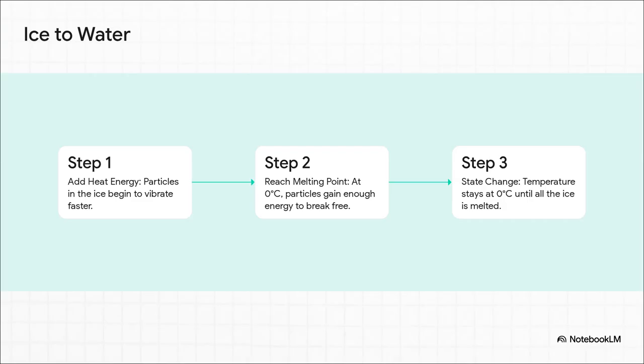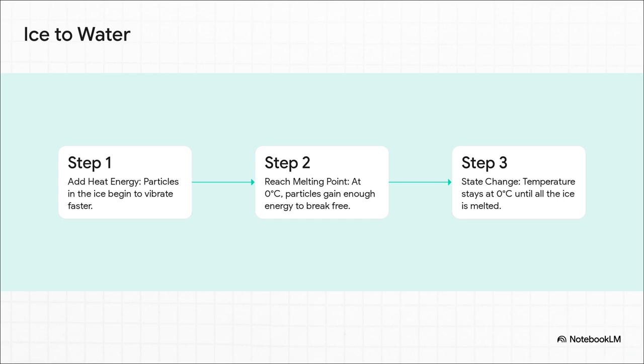Let's go back to our friendly ice cube. When we add heat, we're giving its particles more energy, making them vibrate faster and faster. Once we hit 0 degrees Celsius, the melting point, something really weird happens. The particles have just enough energy to start breaking their bonds and moving around. But look at step 3. The temperature stops rising. It actually stays stuck at 0 until every single bit of ice has melted.